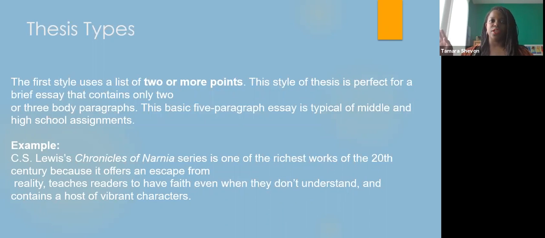So there are two types of thesis statements that you can work with. The first uses a list of 2 or more points.